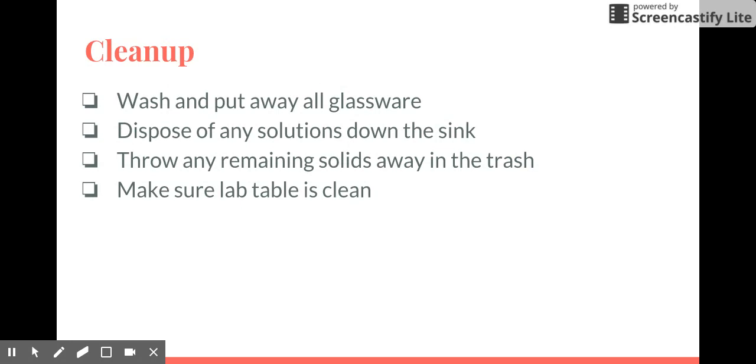Once you're done, make sure everything is cleaned up, glassware is washed and put away. All your solutions today can go down the sink. Solids go in the trash. Make sure they're not still on fire or anything like that. And then make sure your lab table and area is clean before you go.